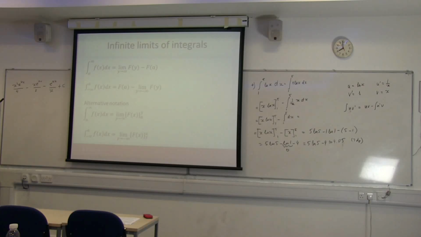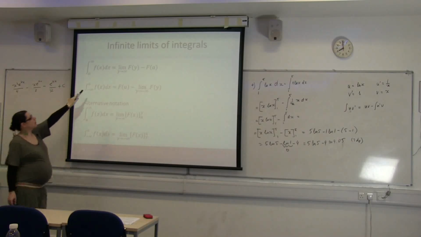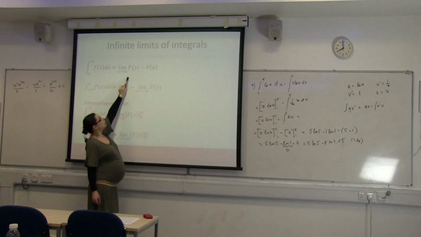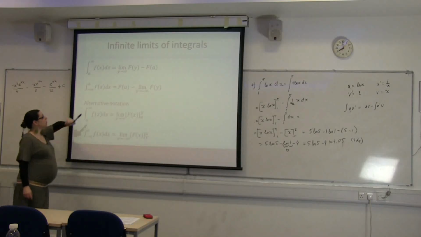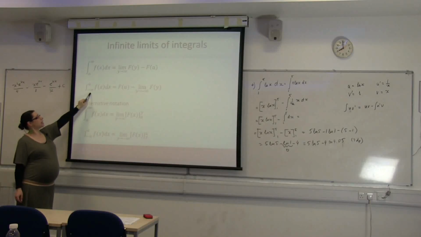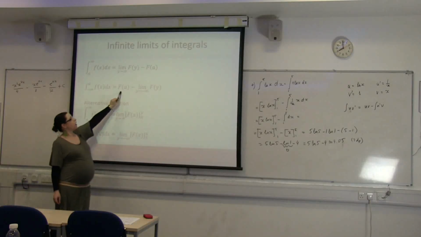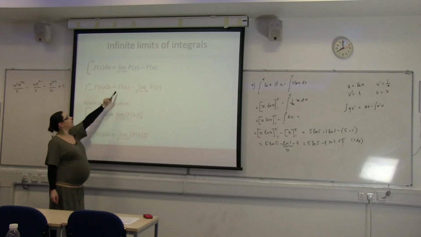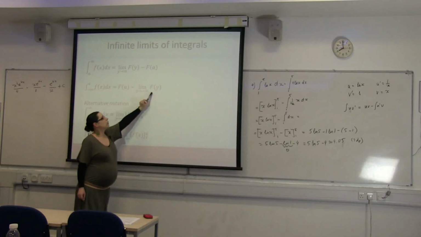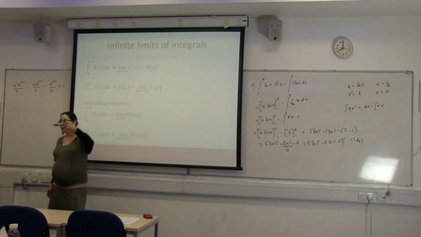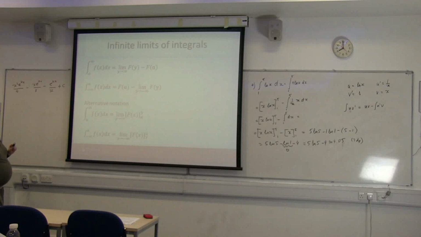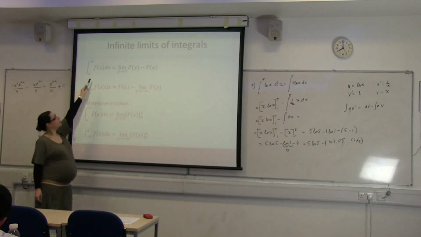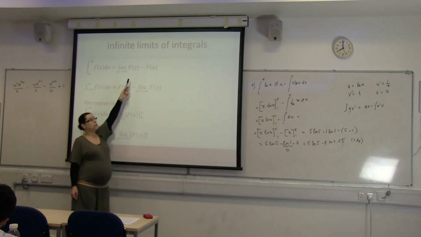So if the top limit is infinity, then you just take the limit of the integral and then take away the bottom limit. And if the bottom limit is negative infinity, then just calculate the value of the integral at the top limit and take away the limit of the integral going to negative infinity. Now, what you can see here is that it was x here, but now I change it into y.